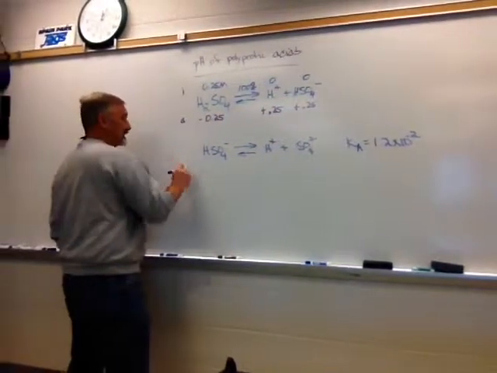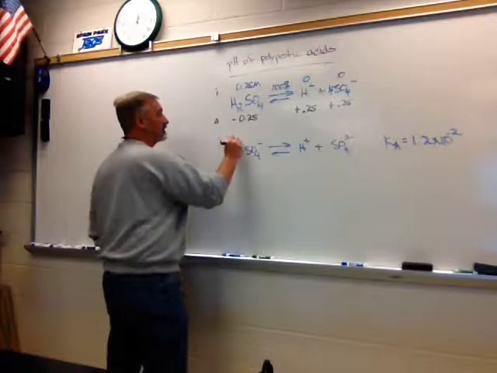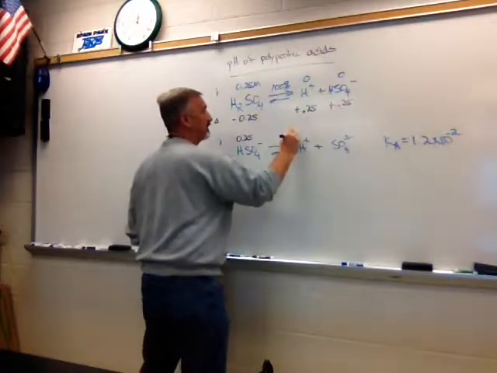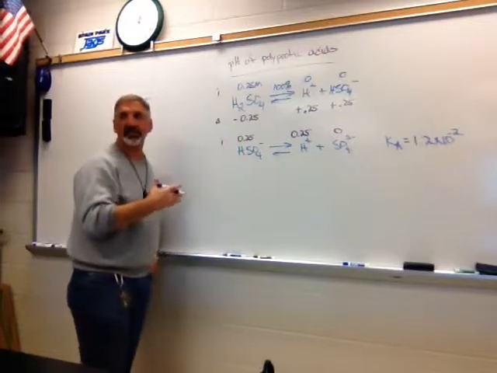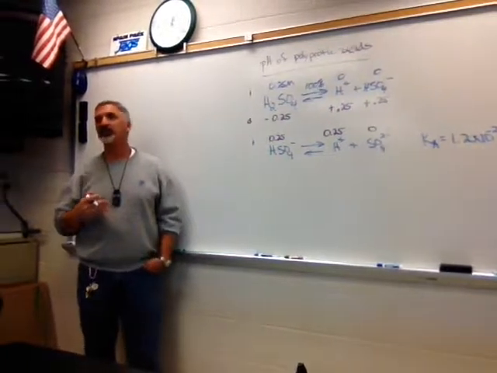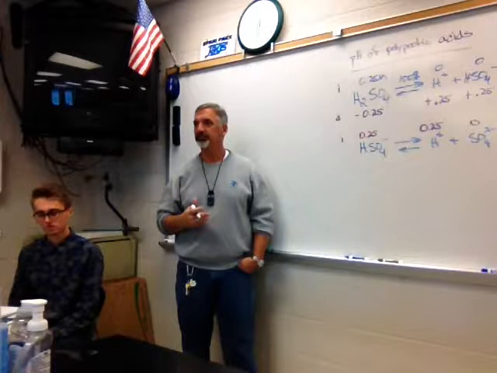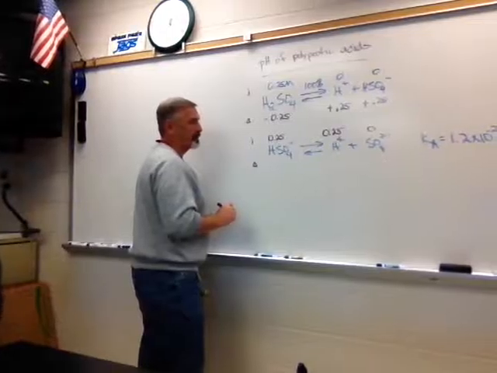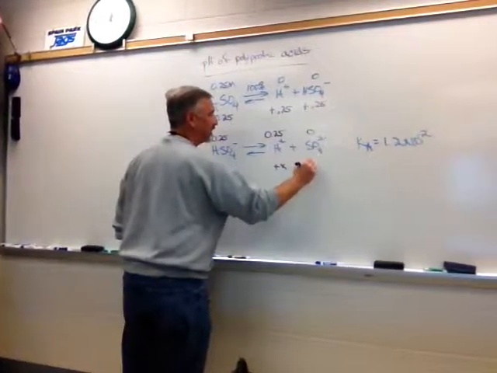So now my initial concentration here is going to be 0.25. My H plus is going to be 0.25 and 0. This one is the only diprotic strong acid, so this is the only one you would do this problem on. Okay? So what's the change going to be here? Minus x. We're going to go plus x, plus x.